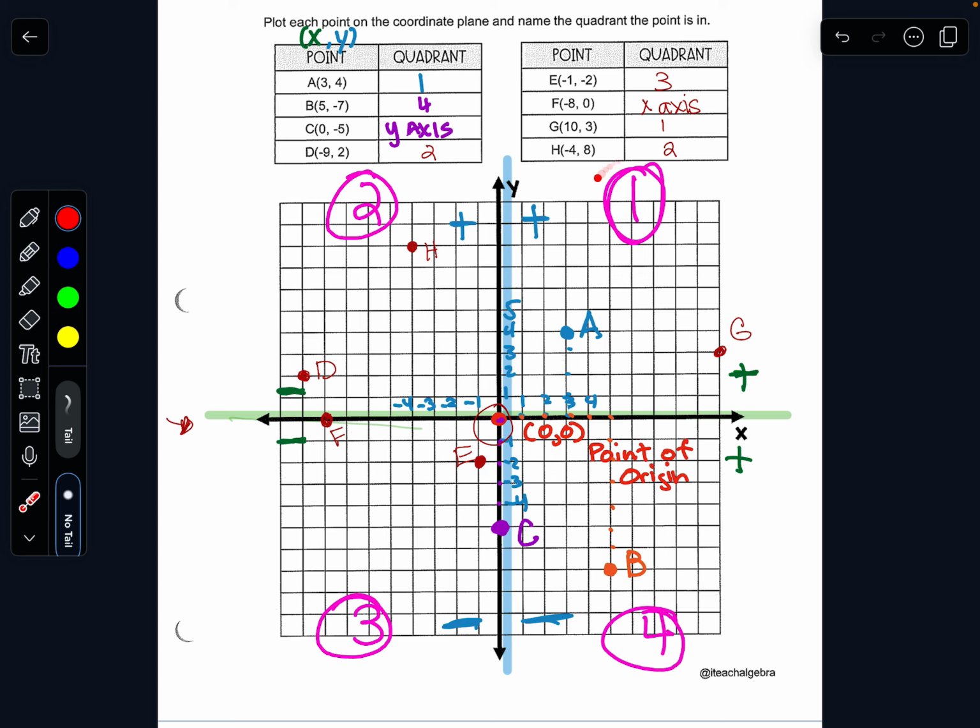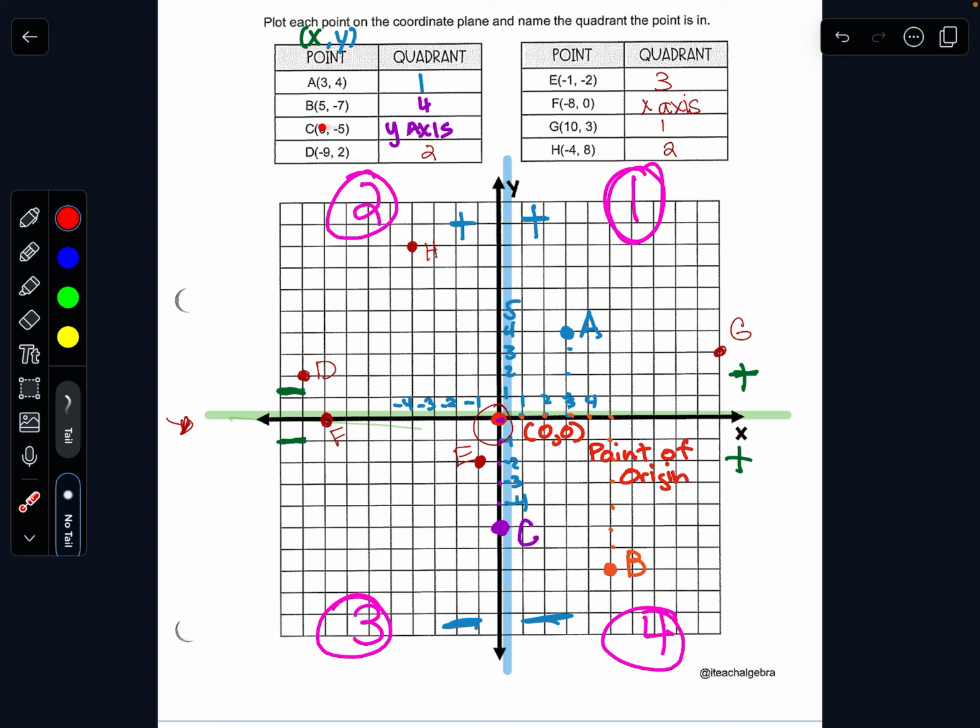And then quadrants, this is our first quadrant, second, third, and fourth. We talked about that more in class, why that is. And then every point is an x and a y. It's always alphabetical. So for letter A, we would start at 0, 0. We'd go over 3 and up 4. And we would label it with the letter A and put that it's in the first quadrant.